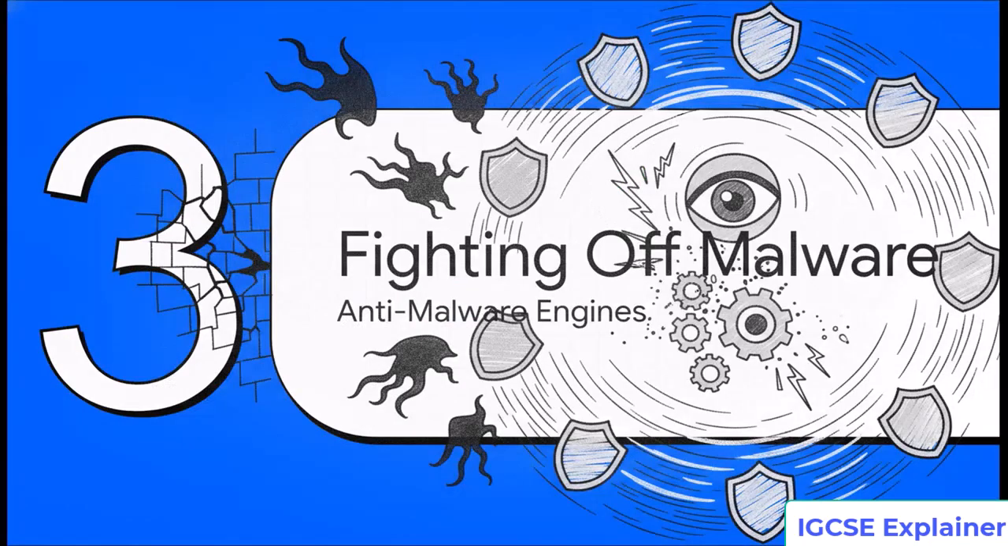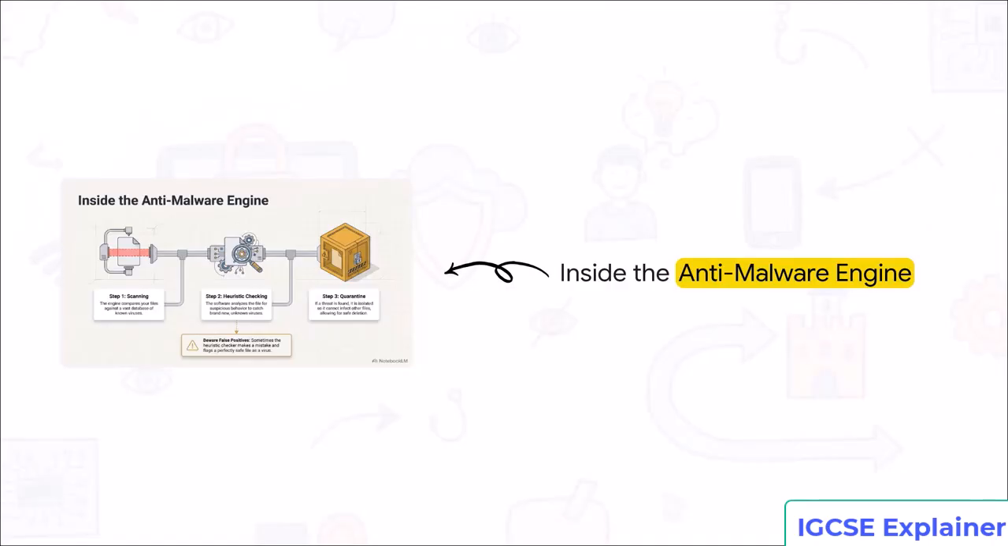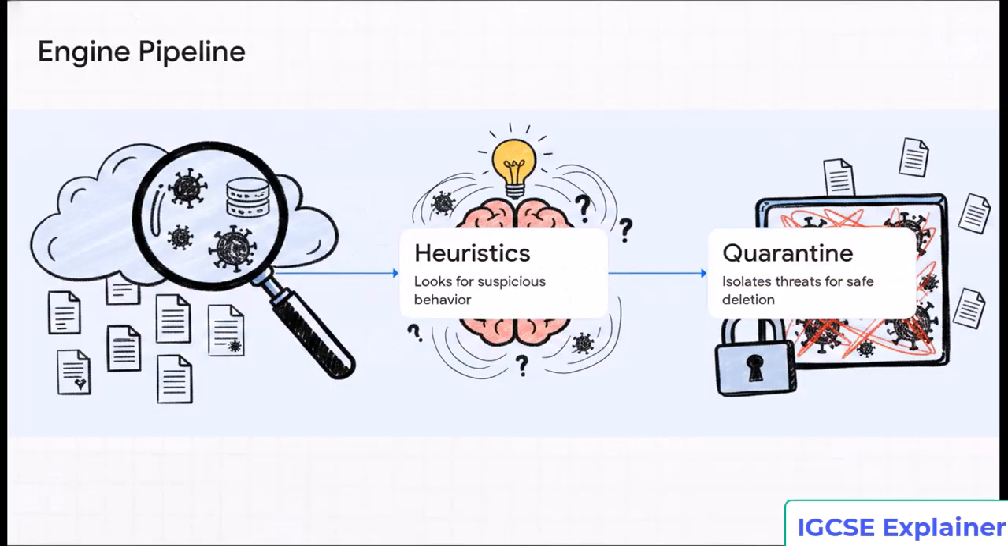All right, moving on to section 3, fighting off malware. Because look, even with strong passwords and advanced authentication, threats are still going to try to slip through the cracks. Anti-malware or antivirus software is basically your automated digital security guard. It operates through a very strict pipeline to inspect every single file that tries to enter your system. First up in that pipeline is scanning. The engine compares your files against this massive, known database of existing viruses.